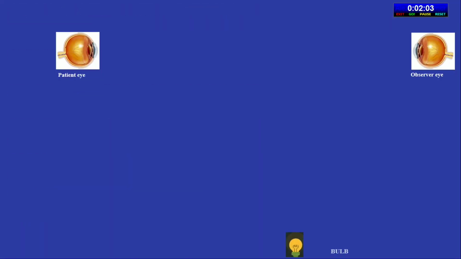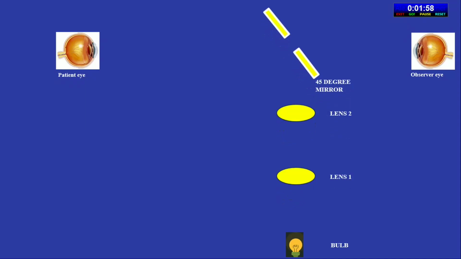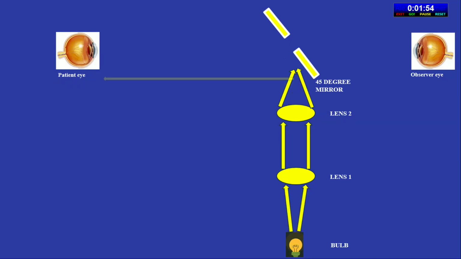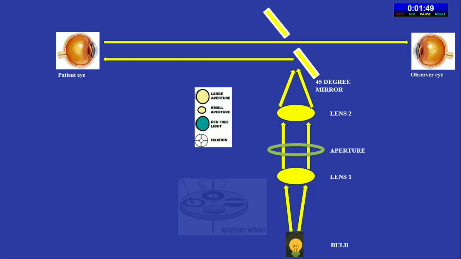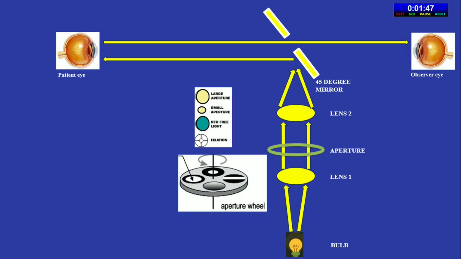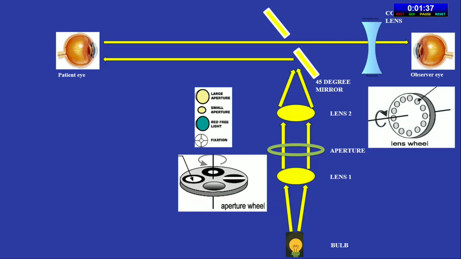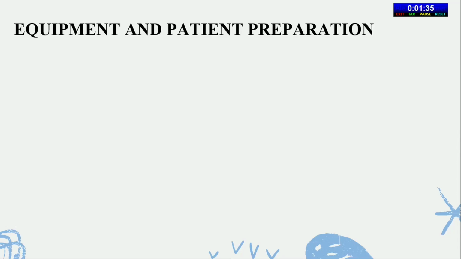Direct ophthalmoscopy, the main thing is the optics. Considering we have an emmetropic patient and an observer, we have a light bulb, two convex lenses and a 45-degree angled mirror with a slit in it. Light falls on this mirror and is reflected onto the patient's retina, which the observer sees. We have an aperture in between which can be changed. We have a small, large, a cobalt blue filter or a red free filter and a fixation target. There is a convex or concave lens wheel which can be changed to emmetropize the eye.